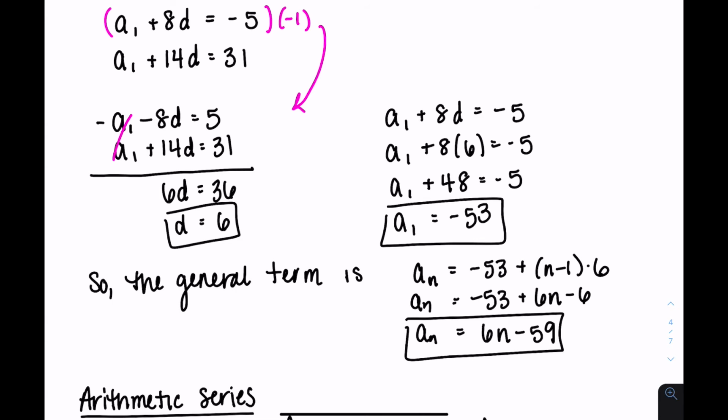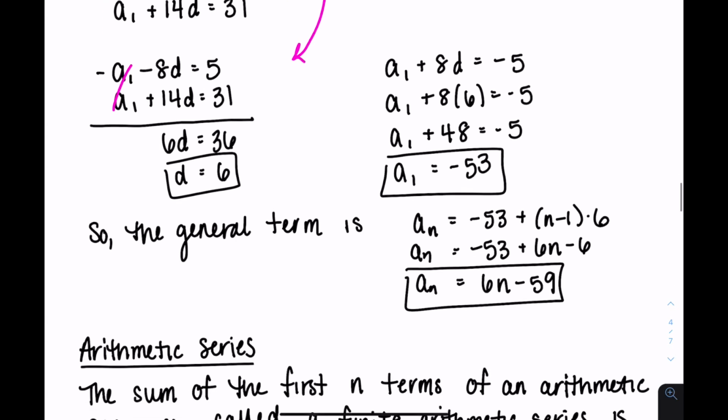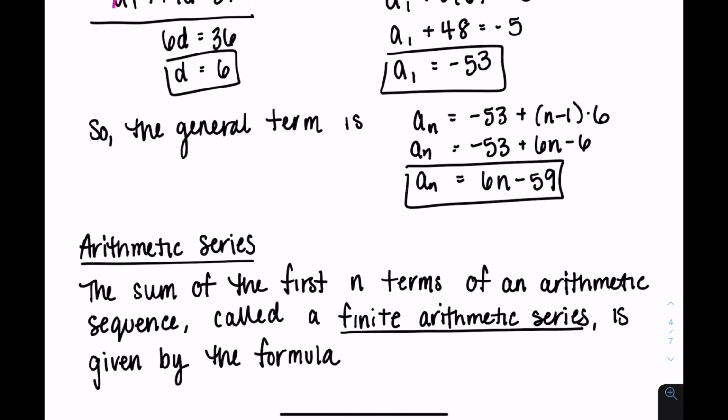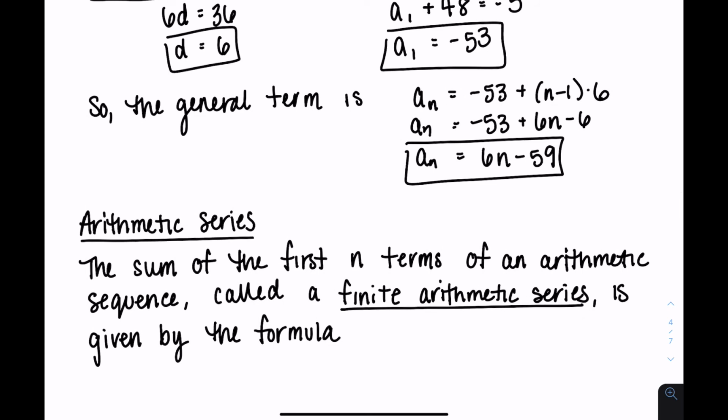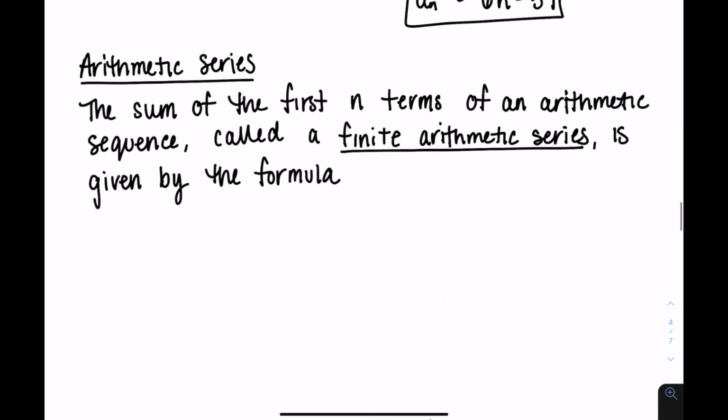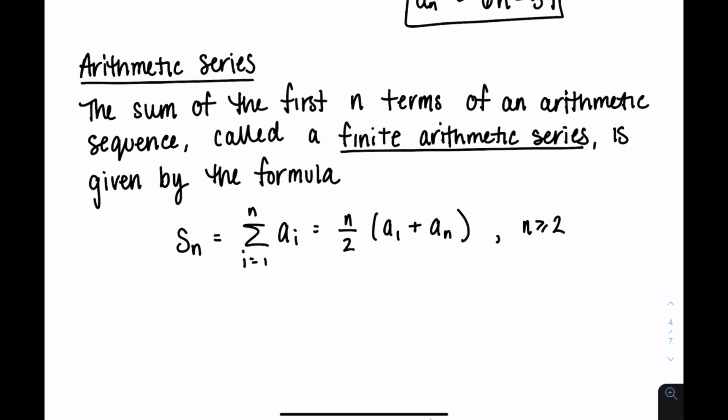So now we're going to sum up this arithmetic sequence to get an arithmetic series. The sum of the first n terms is called a finite arithmetic series, and it's given by the following formula. If you want to sum up the first n terms, it's a sum from i equals 1 to n of that general term, a1 plus n minus 1 d. You can actually show this is equal to the number of terms over 2 times the sum of the first and last terms, where n is greater than or equal to 2.